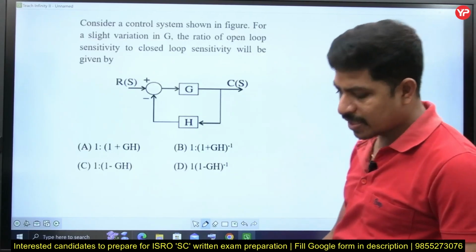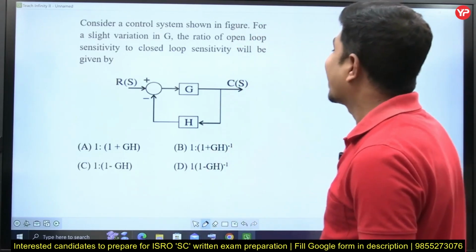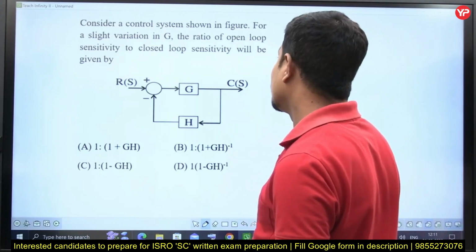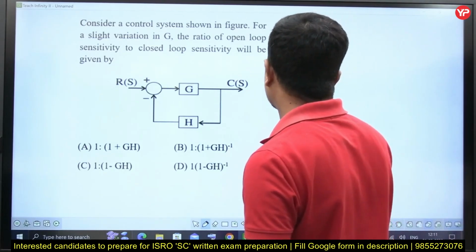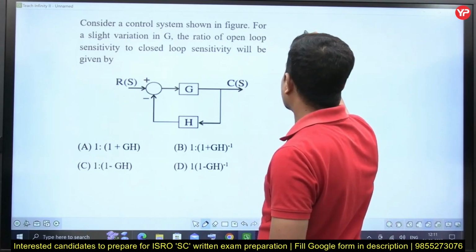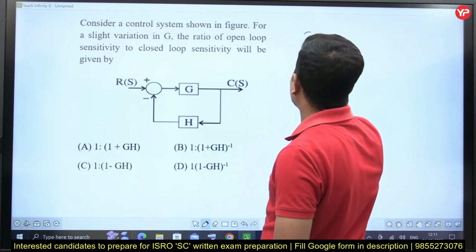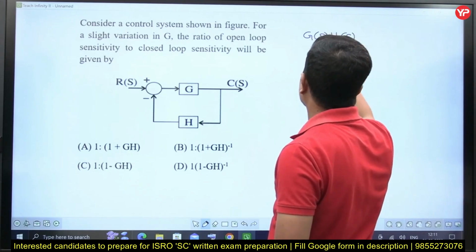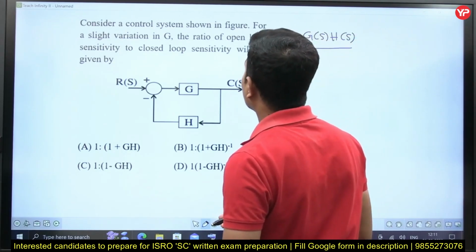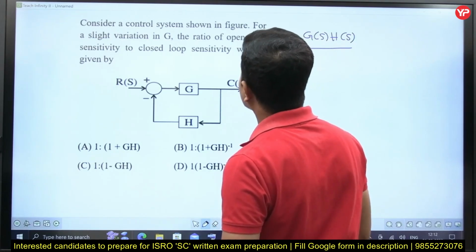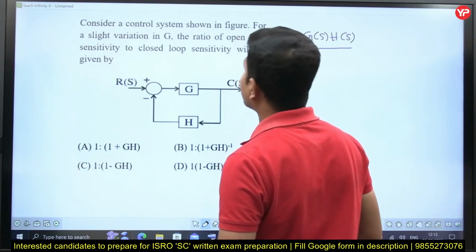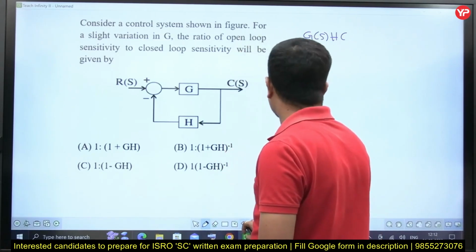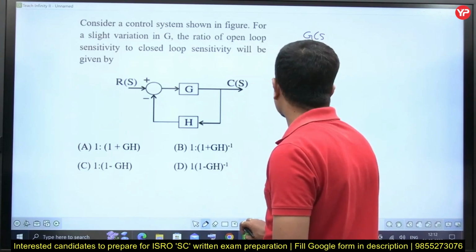Next question. This question is very simple one. Consider a control system shown in figure. For a slight variation in G, he is asking the ratio of open loop sensitivity to the closed loop sensitivity will be. Question looks simple, but it is having good stuff to understand.